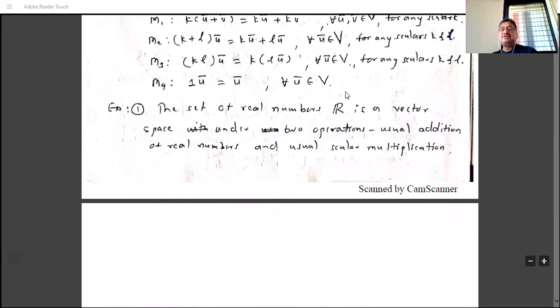The set of real numbers R is a vector space under the 2 operations, usual addition and usual scalar multiplication. What is the usual addition of real numbers? For example, if you take the real numbers 3 and 2, then their addition 3 plus 2 is 5. What is usual scalar multiplication? We know that 2 into 3 is 6, 4 into 2 is 8. This is usual scalar multiplication. So under these 2 operations, the set of real numbers is a vector space.